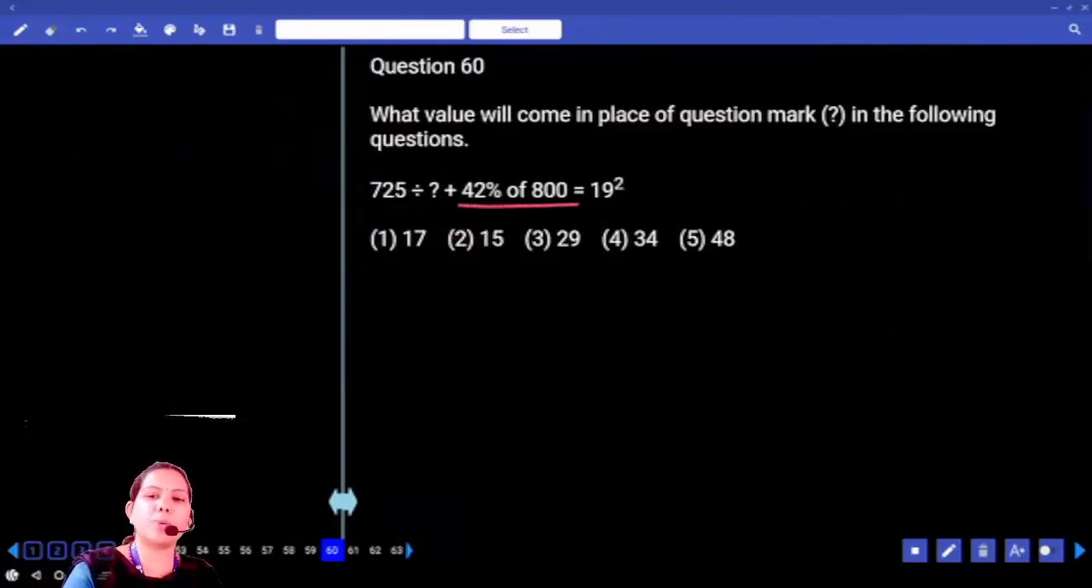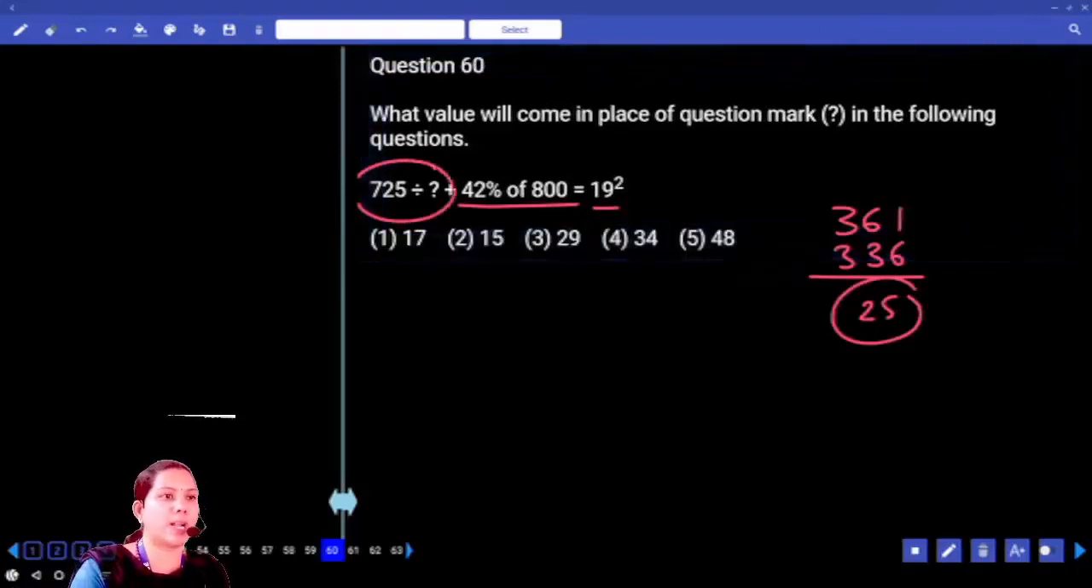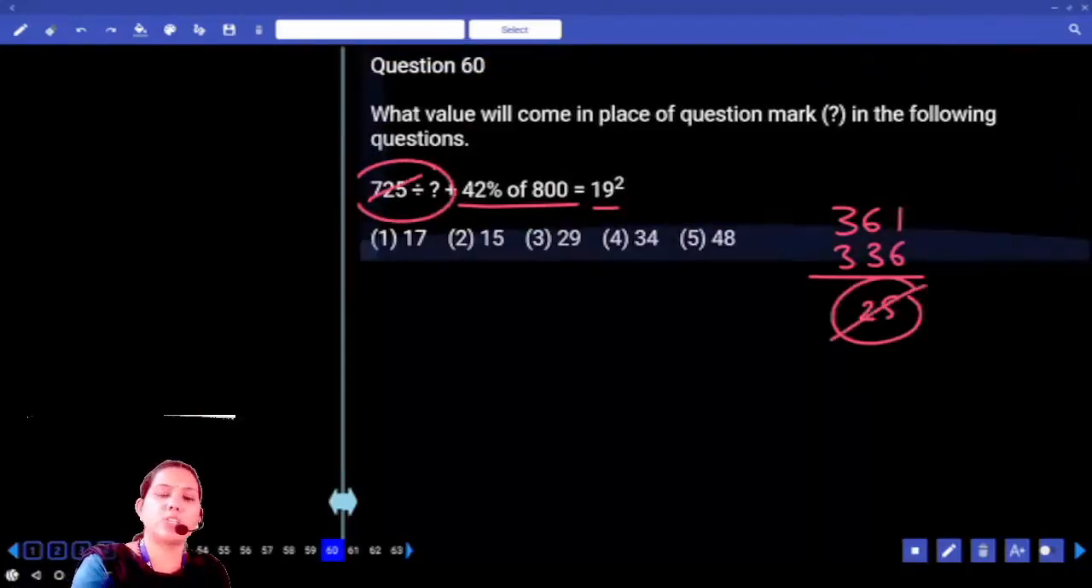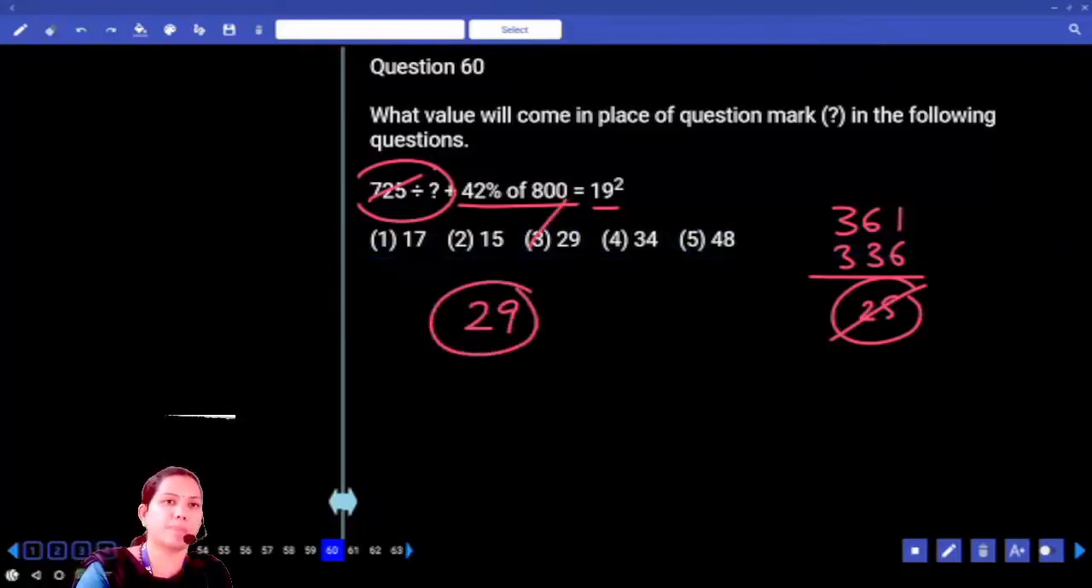Okay. 42% of 800. What is 40% of 800? 320. 2%? 320 plus 16, 336. What is 19 square? 361 minus 336 is equal to 25. So this total value is equal to how much? 20. Just to cancel with 25. 25 table, 725. 2 times or 3 times? 2 times. Remainder is 225. How many times? 9 times. So the answer is the third option, 29.